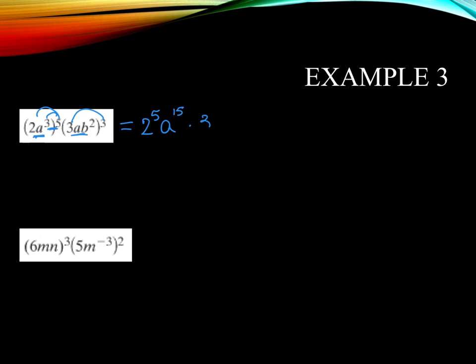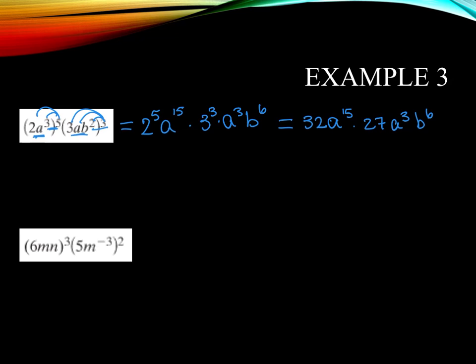I'm going to have 3 to the third times a to the third, because I'm going to have to distribute that here. And then I have b squared raised to the third, so I end up with times b to the sixth. Now I'm going to go ahead and simplify. So here I have 2 to the fifth, which is 32, times a to the 15th, times 3 to the third. Well, 3 to the third is actually going to give me 27. So I end up with times 27, and then I have a cubed and b to the sixth.